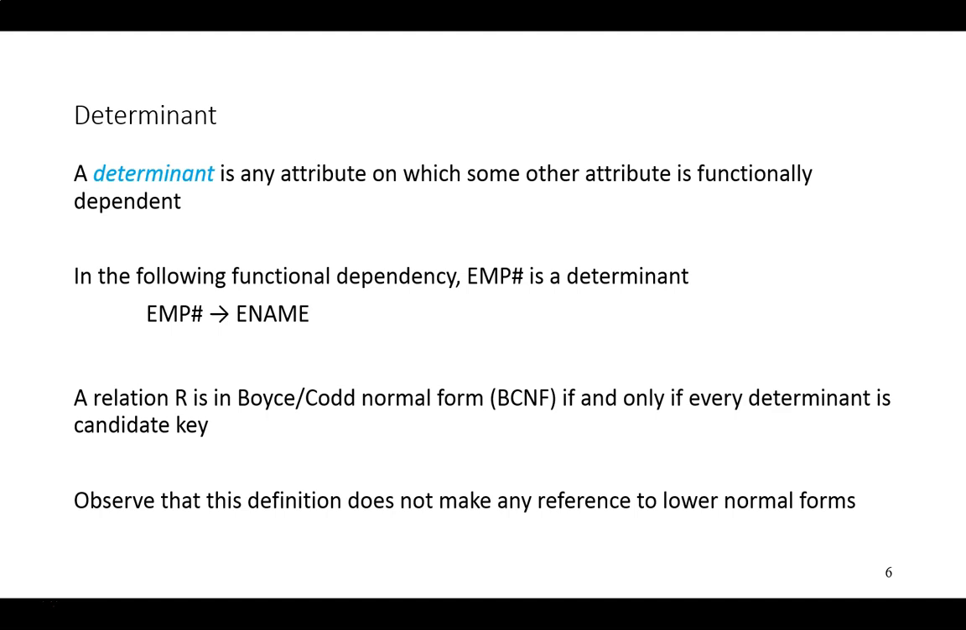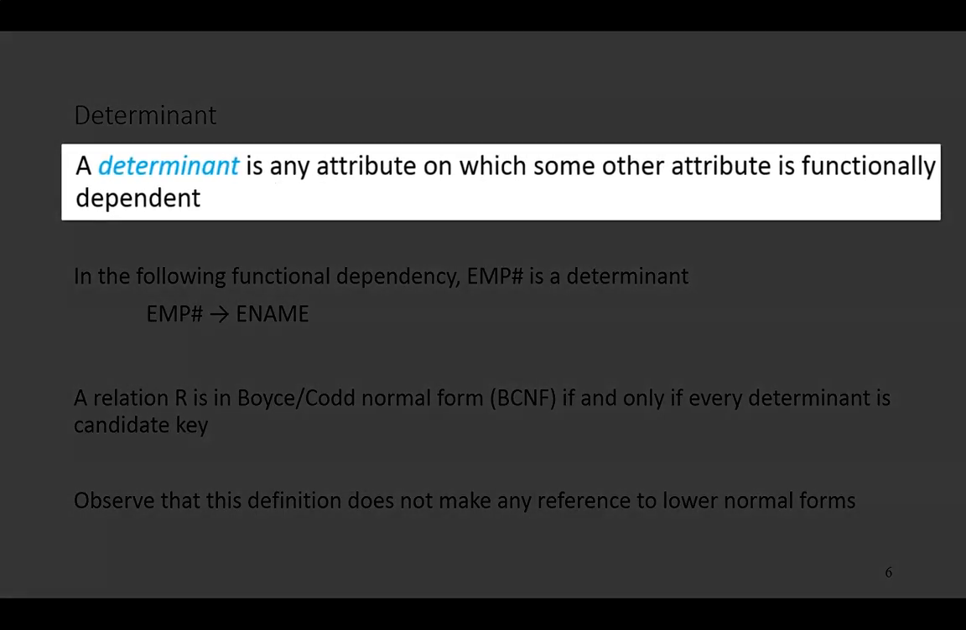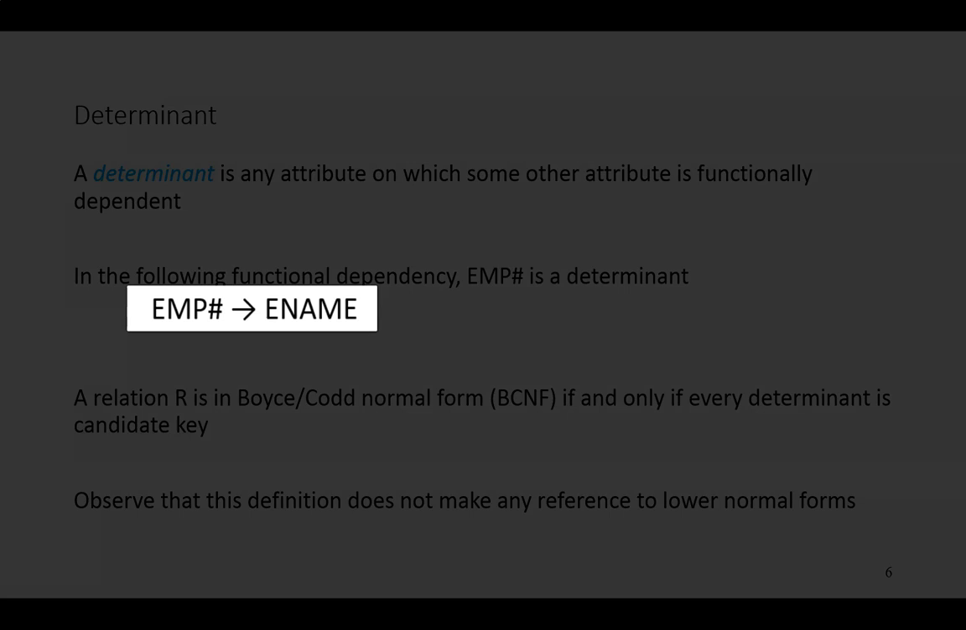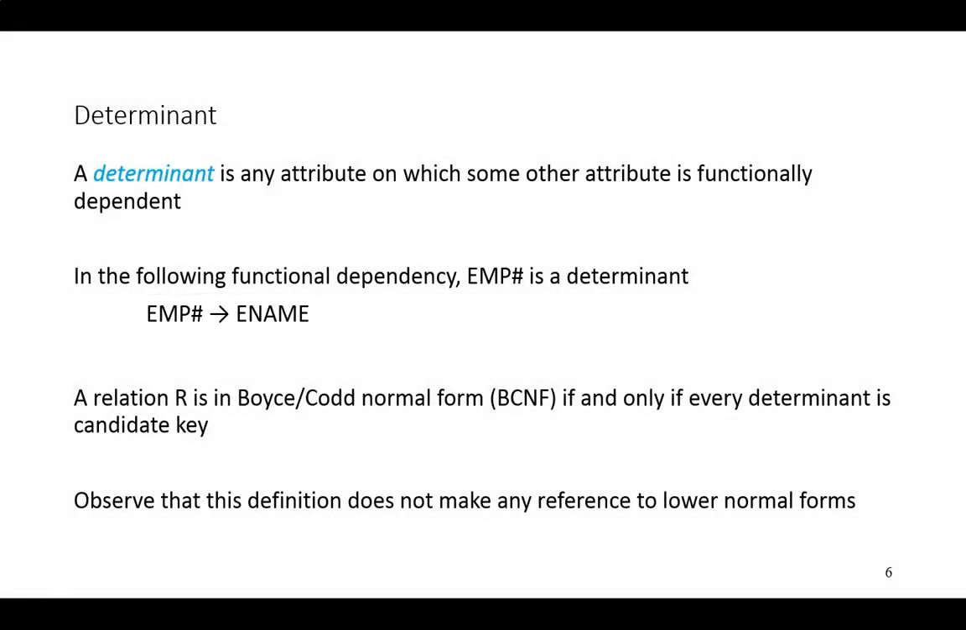To prepare for our definition of Boyce-Codd normal form, we introduce a new term, determinant. A determinant is any attribute on which some other attribute is functionally dependent. As we look at the employee number functionally determining employee name, employee number is a determinant. So using our notation with the arrow indicating functional determiner, what we see is that whatever appears to the left of the arrow is the determinant.